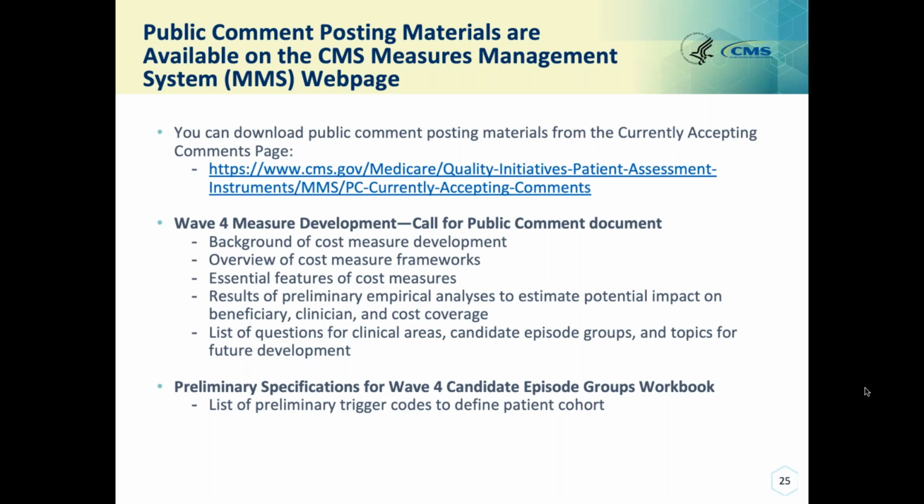The public comment posting materials are currently available on the CMS Measures Management System, or MMS, webpage. The specific page is called CMS Currently Accepting Comments. The first document that you can download is the call for public comment. This provides more detail for what we've talked about today, including the background of cost measure development, an overview of cost measure frameworks and essential features of cost measures, results of preliminary empirical analyses to estimate the potential impact on beneficiary, clinician, and cost coverage, and the list of questions for clinical areas, candidate episode groups, and topics for future development. The other document available for download is a workbook containing the preliminary specifications for the Wave 4 candidate episode groups. This workbook lists the draft preliminary trigger codes that we use to define patient cohorts, which we're seeking input on. Next slide, please.